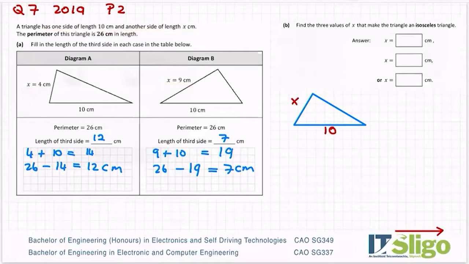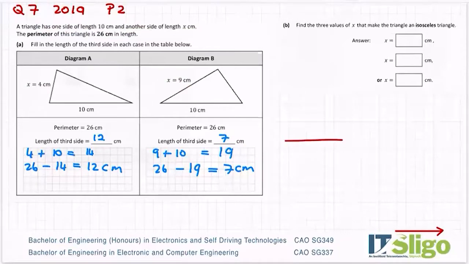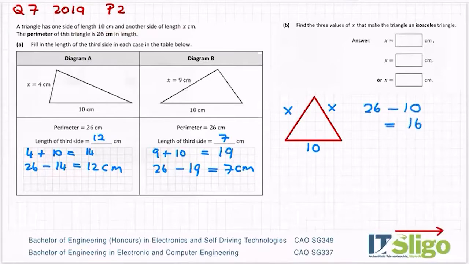Okay, oh, and it's an isosceles triangle. So I'm going to change my triangle then, because in an isosceles triangle, two sides are equal in length, okay? So let's try and make it at least look somewhat equal. So one side is 10, and I need to work out the other two sides. Okay, so how do I do that? The perimeter is still 26. Okay, so 26 minus the 10 is 16.